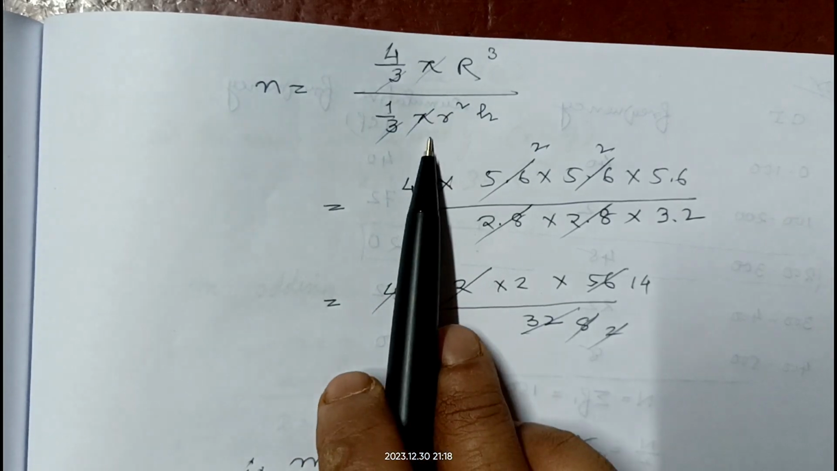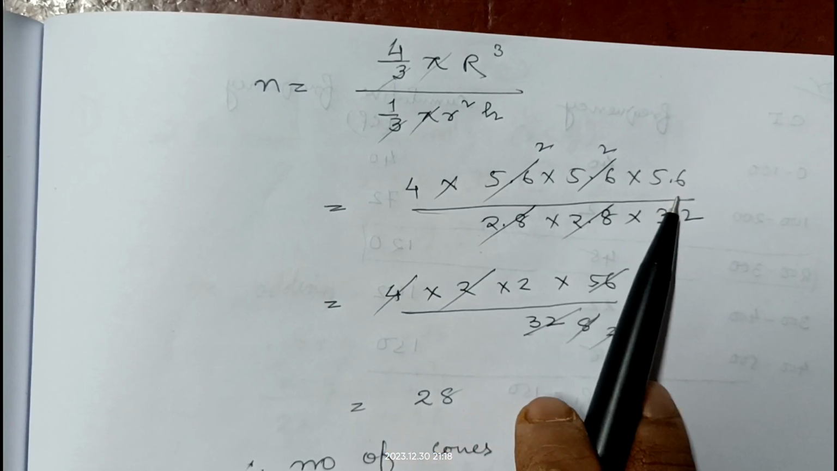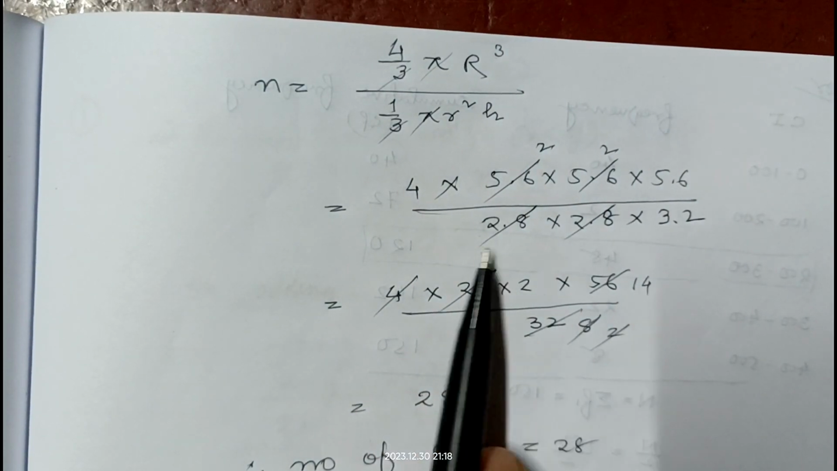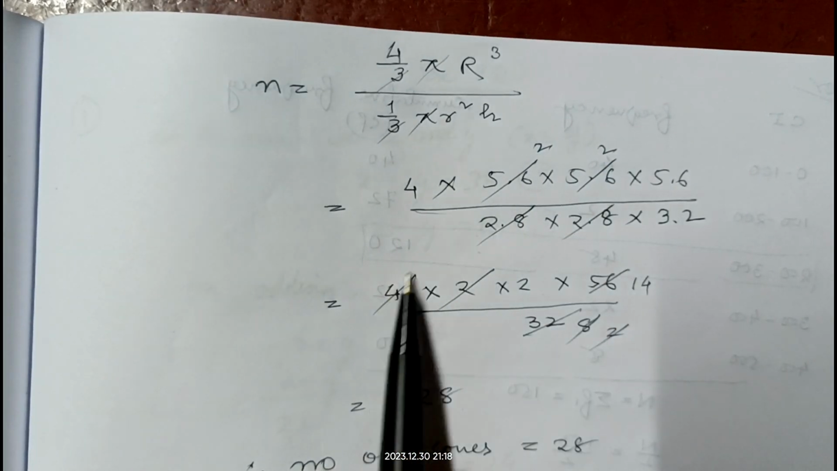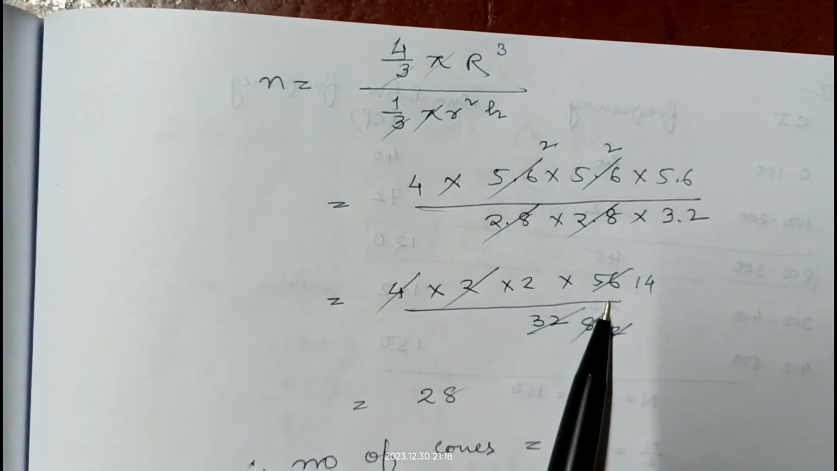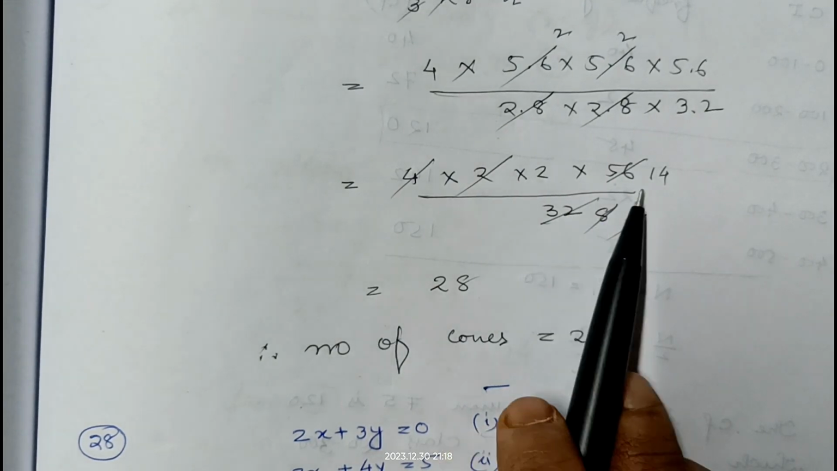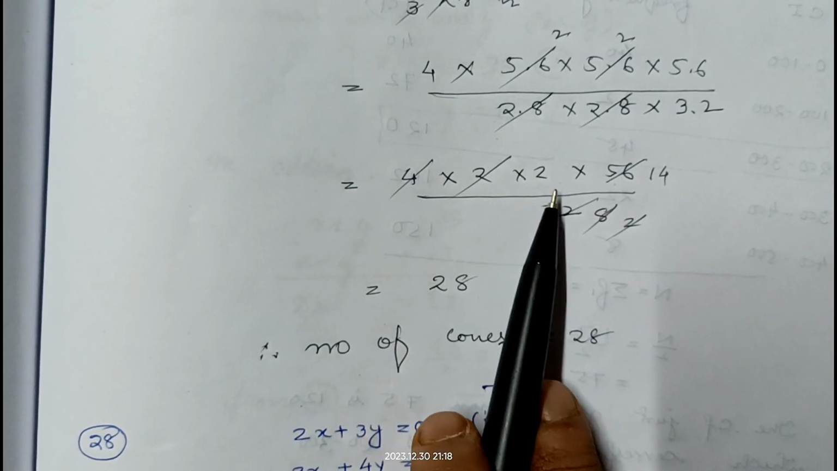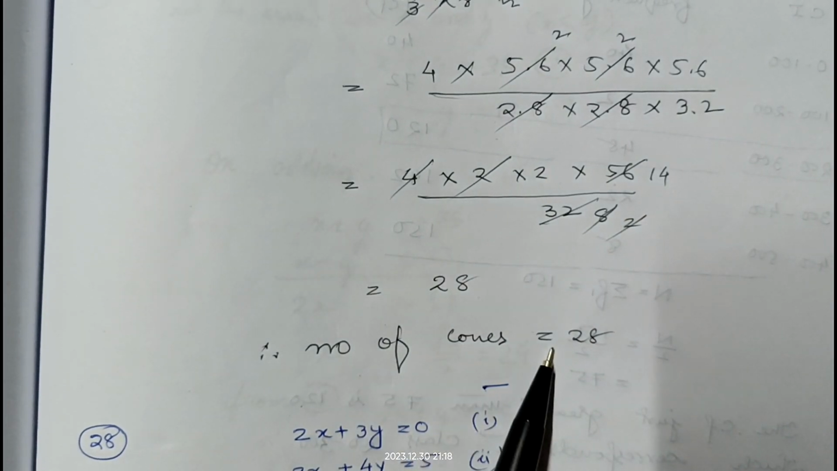3 and 3 can be cancelled. Pi and pi also can be cancelled. So 4 r cube, 5.6 into 5.6 into 5.6, by r square, 2.8 into 2.8, and height is 3.2. Now 2.8 2s are 5.6, 2.8 2s are 5.6. So we got 4 into 2 into 2. If I multiply both the numbers by 10, it will be 56 by 32. Now if I cancel by 4, 4 8s are 32, 4 14s are 56. Again 4 2s are 8, 2 and 2 cancel. So we are left with 2 and 14. If I multiply 2 and 14, it will be 28. So number of small cones is 28.